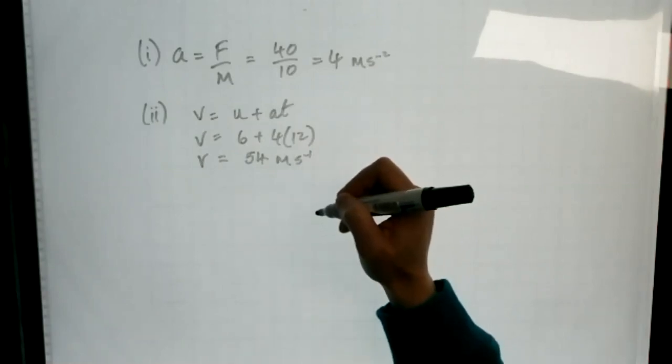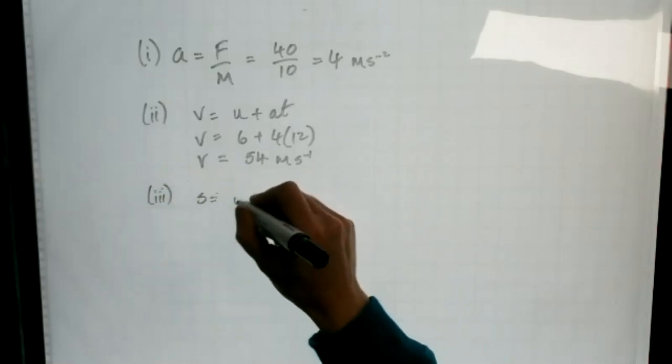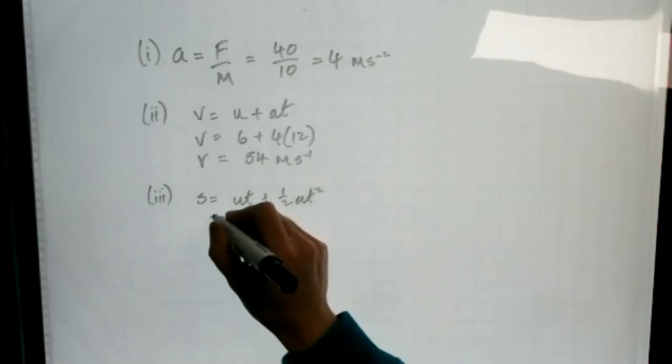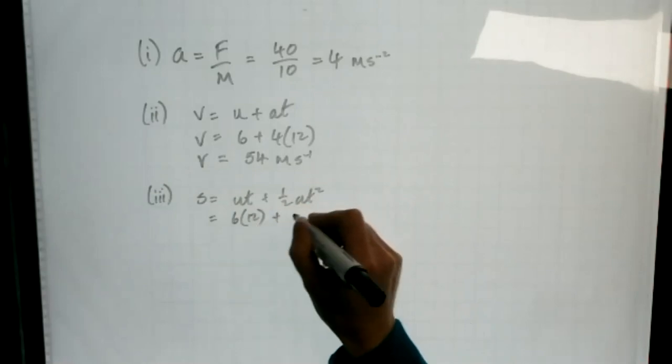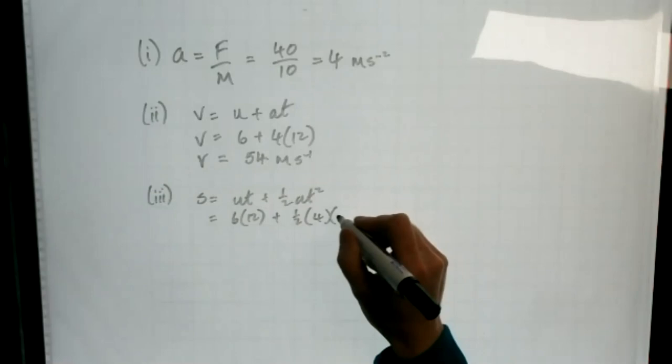The third formula is S equals UT plus half AT squared. S equals UT plus half AT squared, where S is the distance traveled in meters.